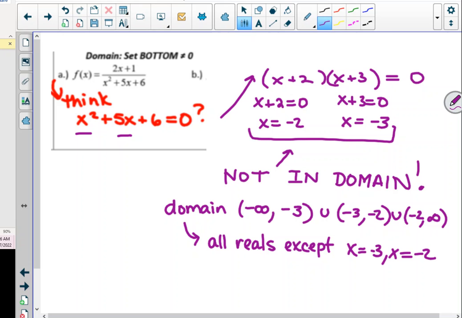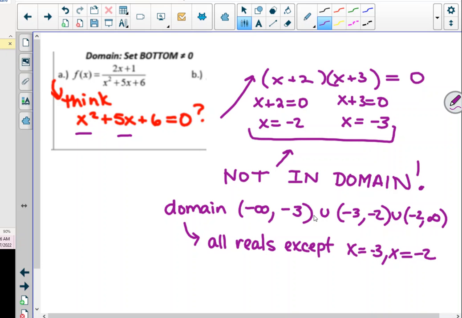Or another way to say that, my domain is all the real numbers, negative infinity to infinity, any number you can think of that's a real number, except these two. In calculus, we talk about domains multiple ways. Sometimes we write them in intervals, and sometimes we talk about them more in words, like I did with the all reals. Either one is appropriate.